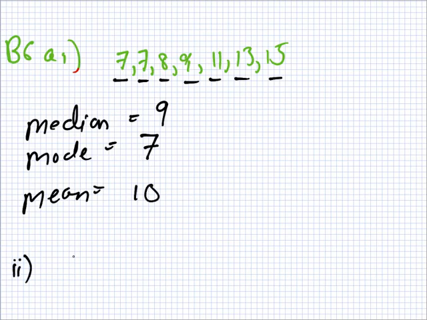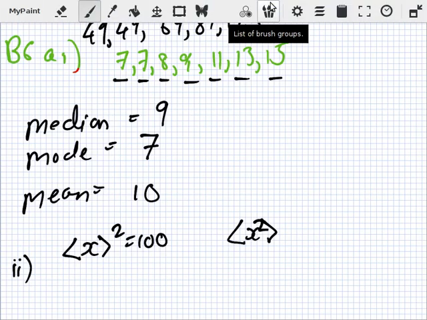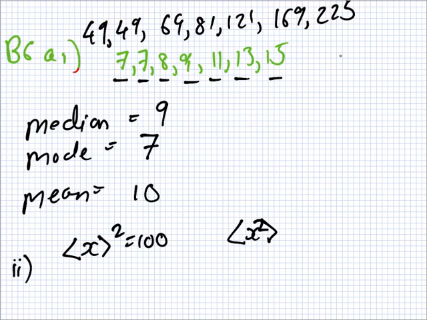Standard deviation. So for the standard deviation, I'll calculate the mean age squared, so that's 100. But I'll need to calculate this one as well. So I need to square all of these. 49, 49, 64, 81, 121. What's 13 squared? 169, isn't it? 169, 225. What do you mean, why do I square it? The formula? This formula. The first one is so sigma squared will equal this one minus this one.